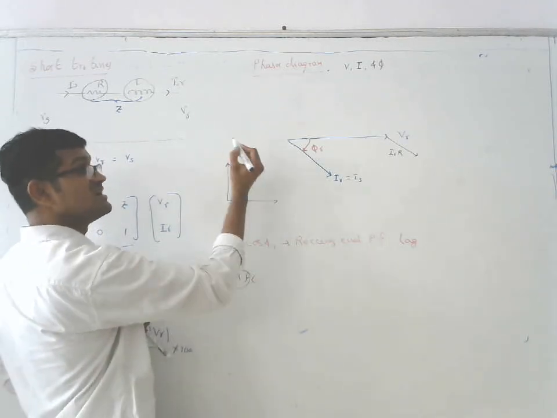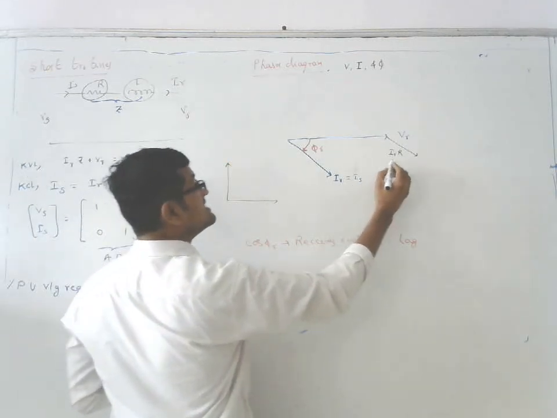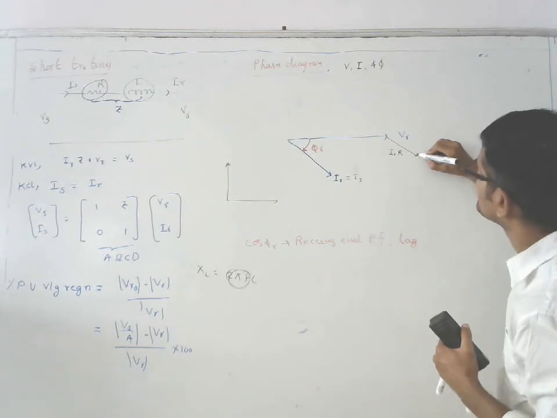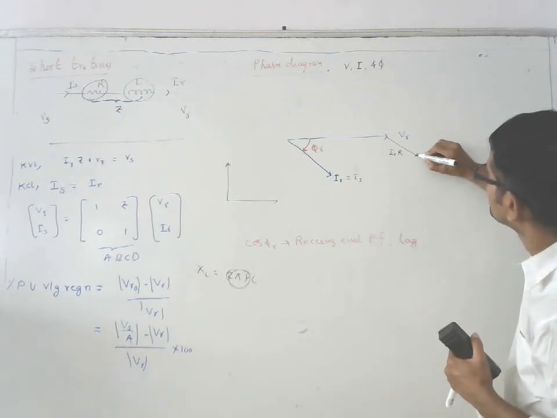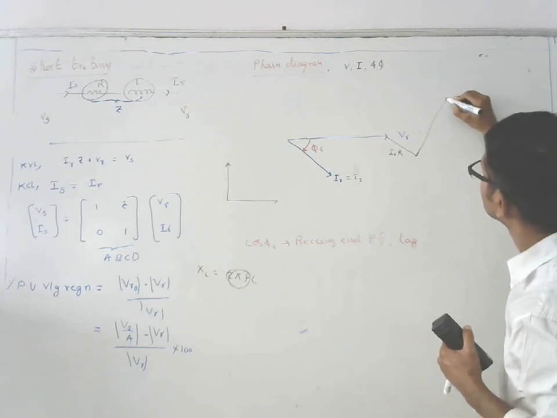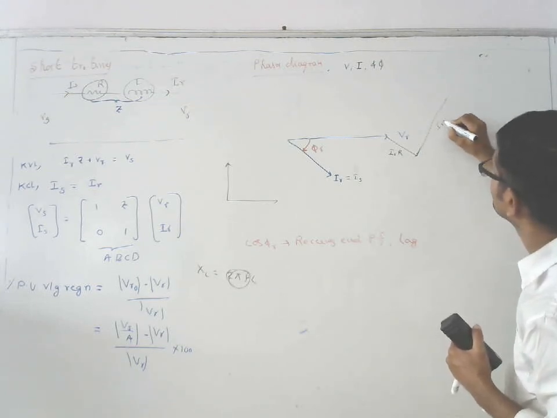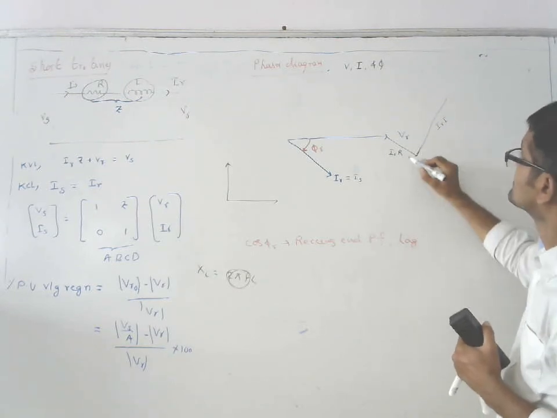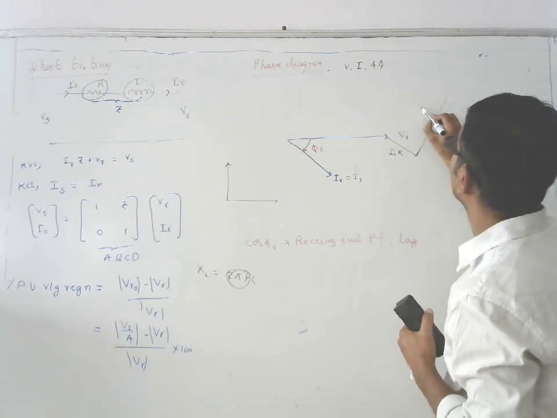Now the transmission line has inductance of more magnitude compared to resistance, so we draw this with maximum magnitude. This is IR into X L. The vector sum of these two is nothing but IR or IS into Z.